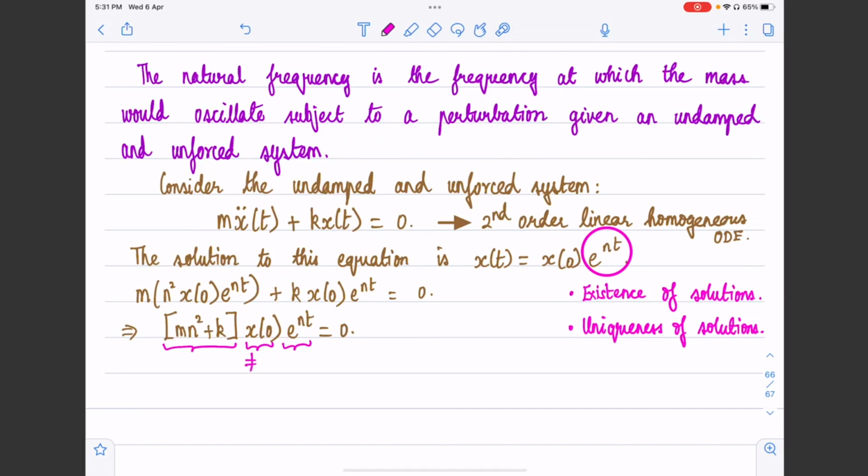Certainly x0 is not equal to 0. Why? Because if x0 is 0, then we don't have any solution to begin with. x0 multiplies e power nt, and if it is 0, we get the trivial solution, which we are not interested in. e power nt is also not equal to 0 for all t. It may ultimately go to 0 if n has a negative real part, so it will decay to 0, but e power nt is not going to be 0 for all t.